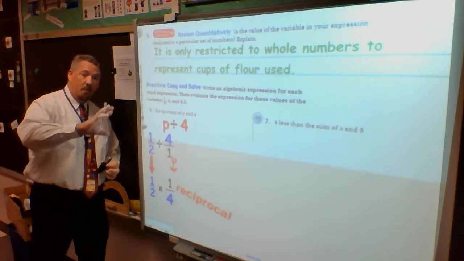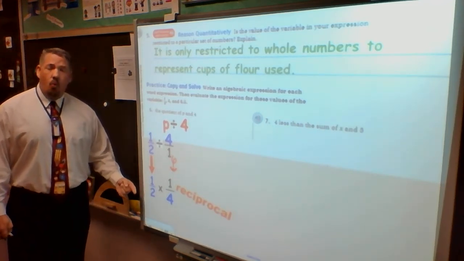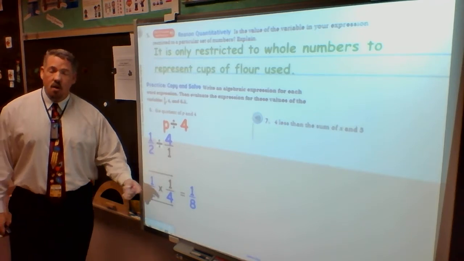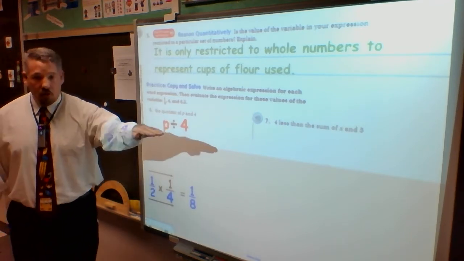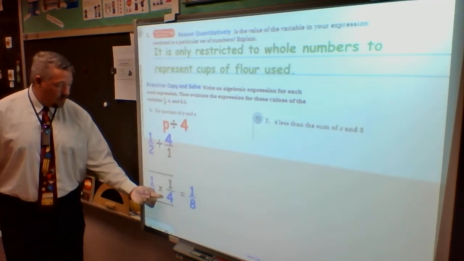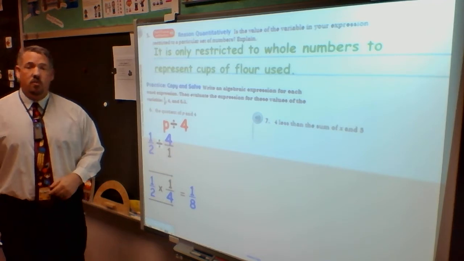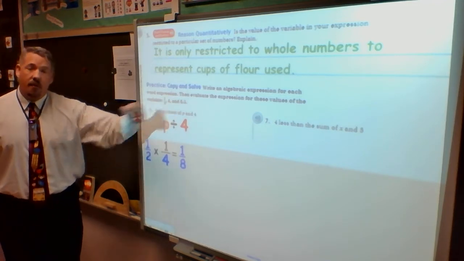Reciprocal means that I flip my fraction upside down. So now I have 1/2 times 1/4. Multiplying fractions, yes, I can do that. How? I multiply across. I end up with 1 times 1 and 2 times 4. So I know my answer is 1/8. So that's my first one. There are 2 more I have to do.